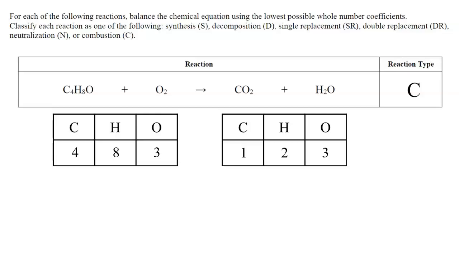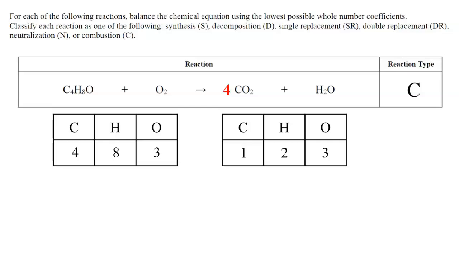So I could begin with either the hydrogen or the carbon, because those elements are only found in 1 chemical formula on the left and 1 chemical formula on the right. So I'm going to start with the carbon. So I see 4 carbons on the left, and I would like to get 4 carbons on the right. So I'm going to put a 4 in front of the CO2. So that's going to change the number of carbons, and it also changes the number of oxygens.